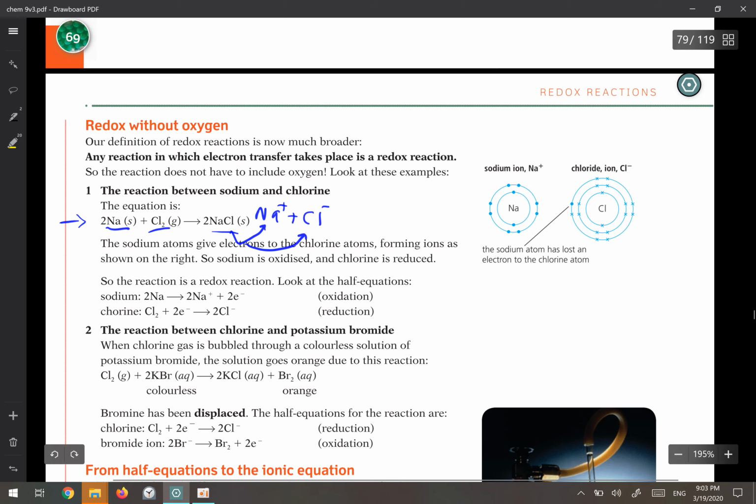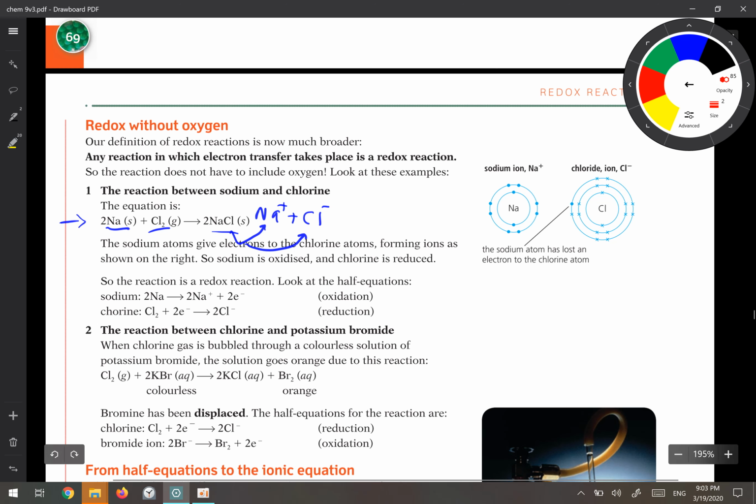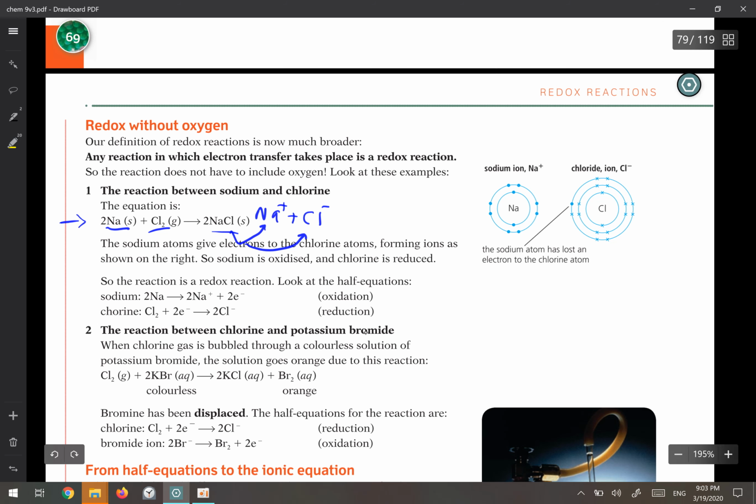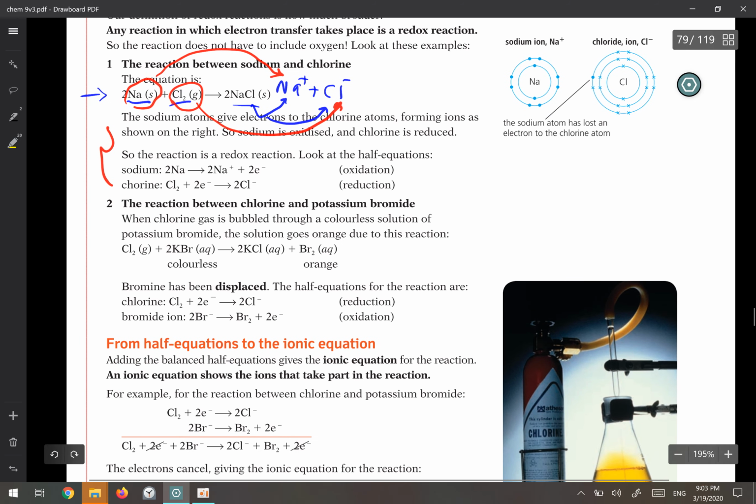Now you can easily see what's happening here. The sodium atom has converted to Na+. It has lost an electron, so it is oxidized. And what happens to the Cl2? It becomes Cl-. It has gained an electron, so it is reduced. The rest of what is written here I will explain to you later on. But let's go to the next example.